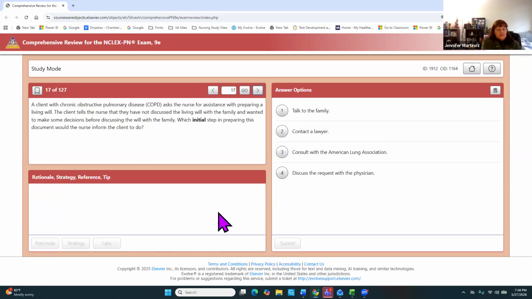All right. So a client with COPD asked the nurse for assistance with preparing a living will. The client tells the nurse that they have not discussed the living will with the family and wanted to make some decisions before discussing the will with the family. Which initial step in preparing this document would the nurse inform the client to do? 1, talk to the family. 2, contact a lawyer. 3, consult with the American Lung Association. Or 4, discuss the request with the physician. It's a good one.